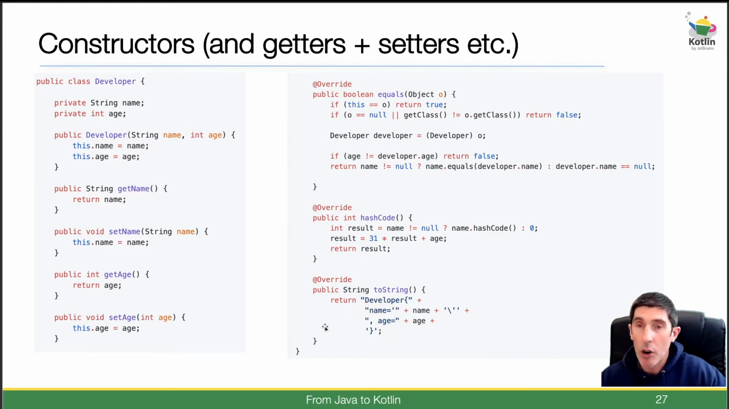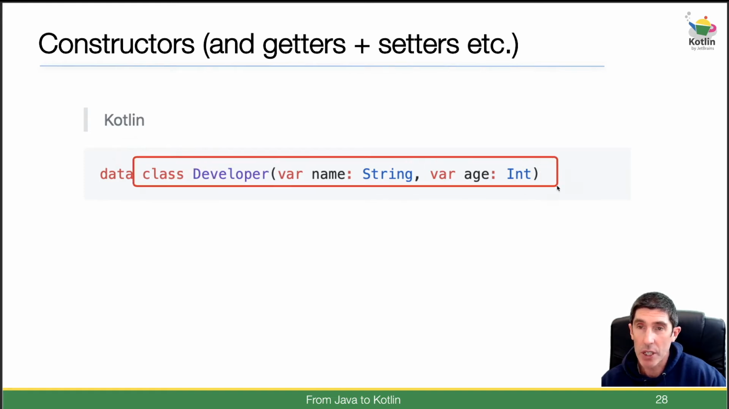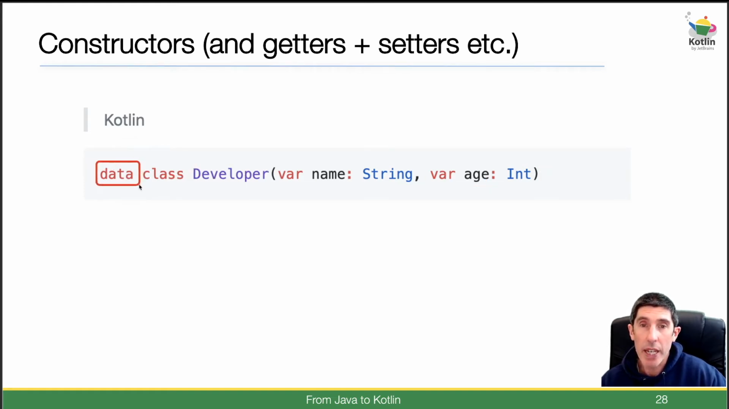Now, if we want all that in Kotlin, we get this, and that's it. The key here is this, pardon the pun, this keyword. It's a data class. By prefixing your class declaration, which is this here, with the keyword data, you get all those other functions: the equals, the toString, the hashCode, all the setters and getters. You get all those by default.